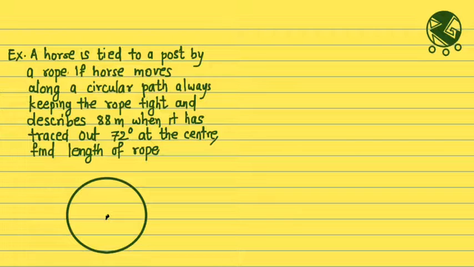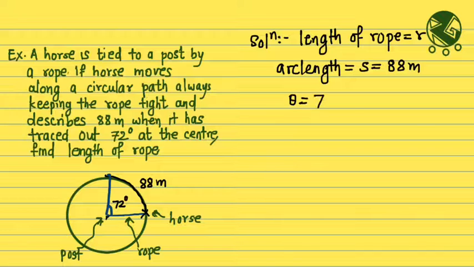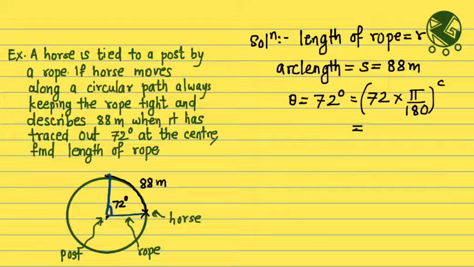So I think diagram is important. So this is the post and rope, length of the rope is to be found out, and here there is horse which is moving on the circular path. Let's say it moved 88 meters and then the angle was 72 degrees. So what is length of rope? Let's say it's to be r. Then arc length is given to be 88 meters and theta is given to be 72 degrees. So as we are going to use radians, let's convert into radians. So it's 72 into pi upon 180 radians, and that is 2 pi by 5 radians.